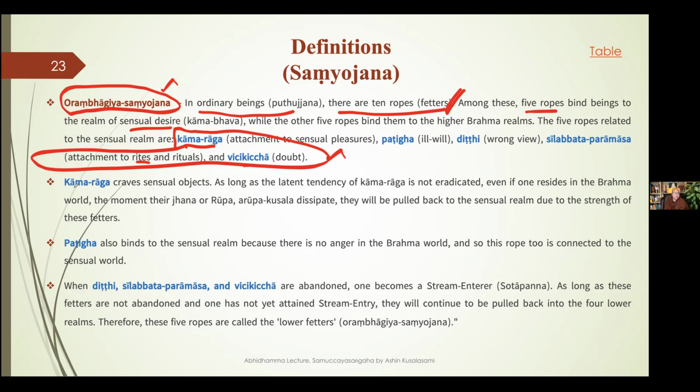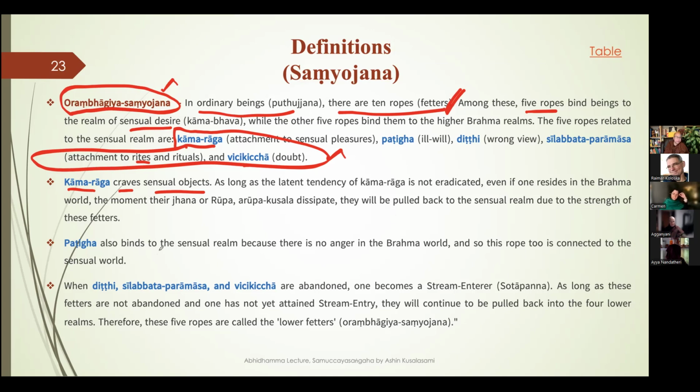Okay, so here Kama Raga craves sensual objects. As long as the latent tendency of Kama Raga is not eradicated, even if one resides in Brahma realms, the moment their jhana, rupa or arupa kusala, dissipates, they will be pulled back to the sensual realm due to the strength of these fetters. Yeah. So this one also, I hope, is clear.